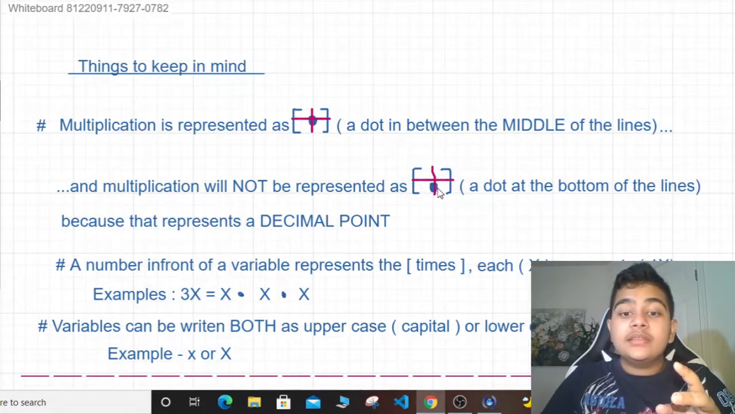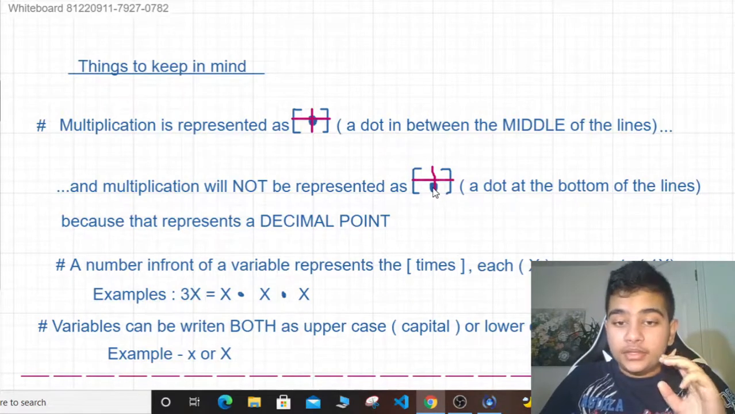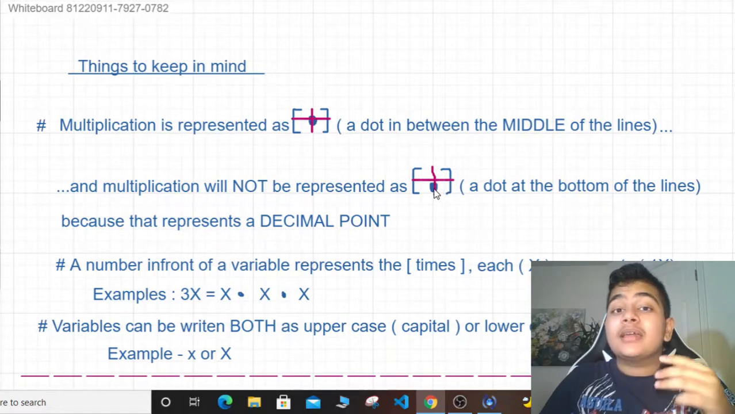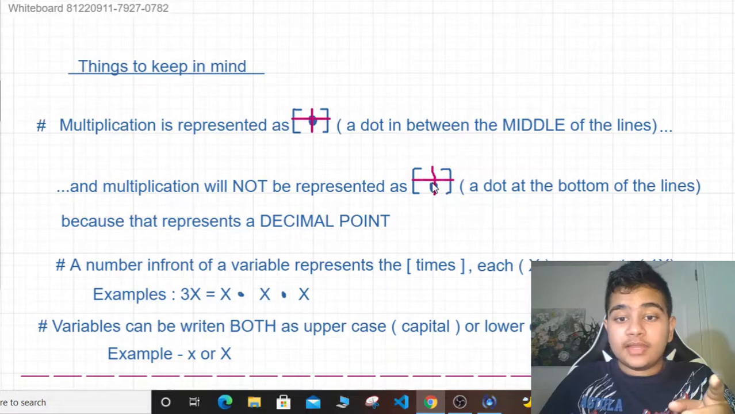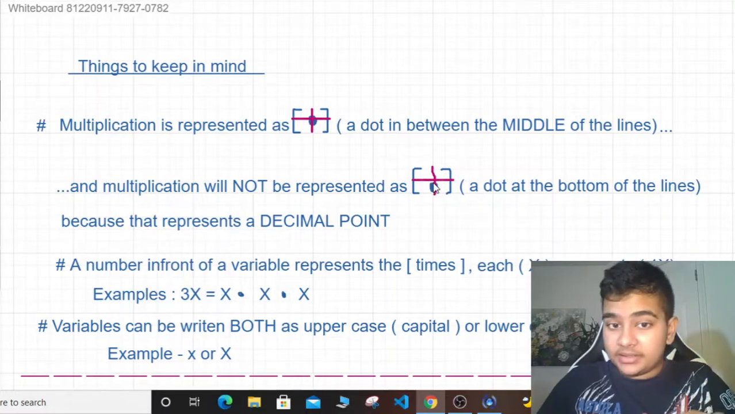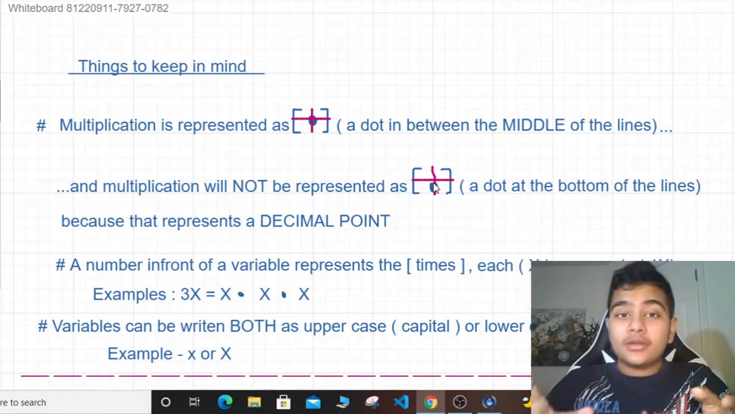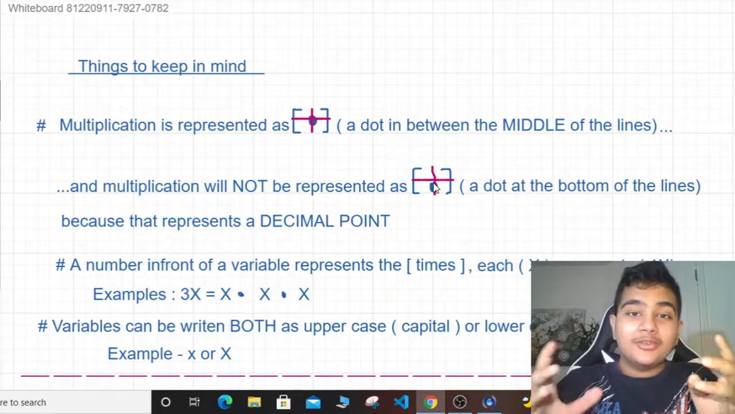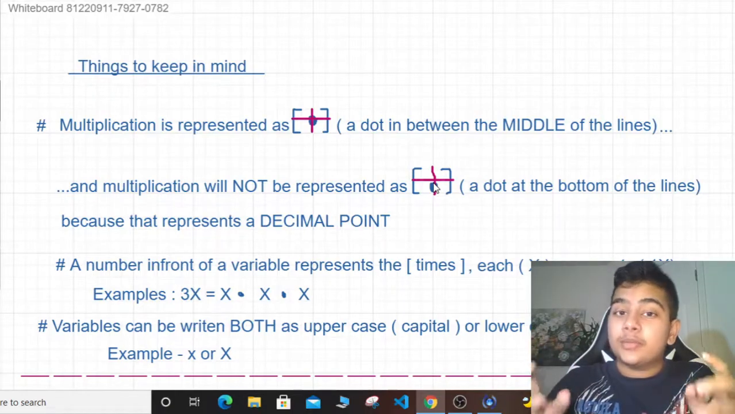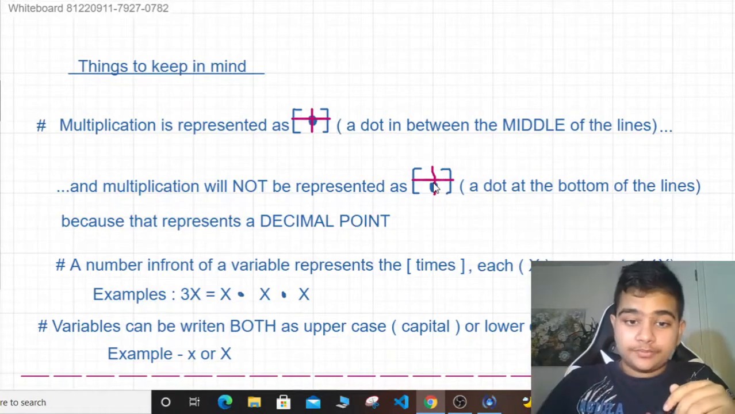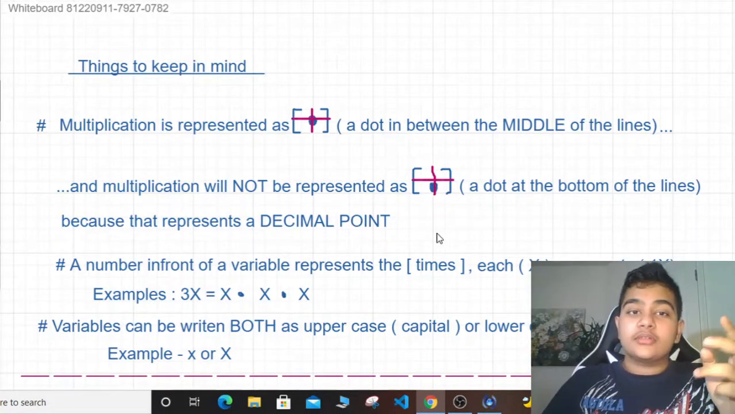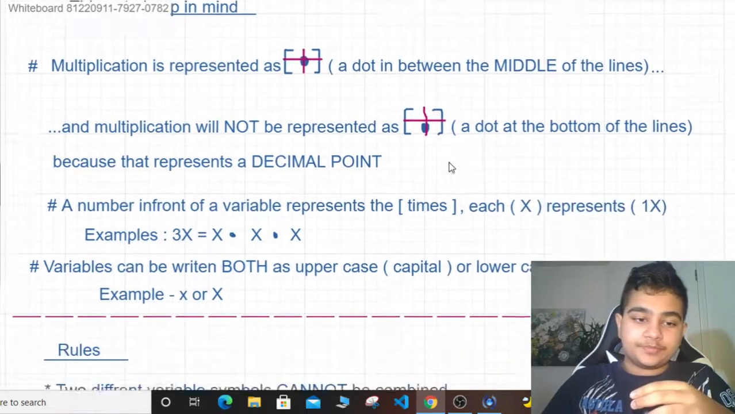You can see that this dot is at the bottom, which represents a decimal point, but a dot in the middle of the lines represents multiplication. So don't get that confused, and don't use x anymore to represent multiplication, because then you will confuse it with the variable. So let's move on to our second thing to keep in mind.